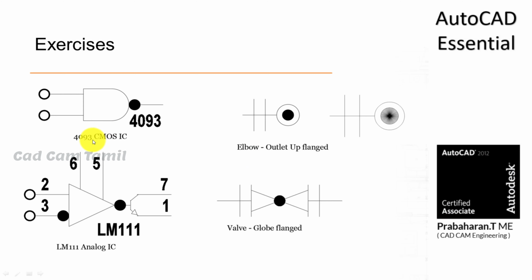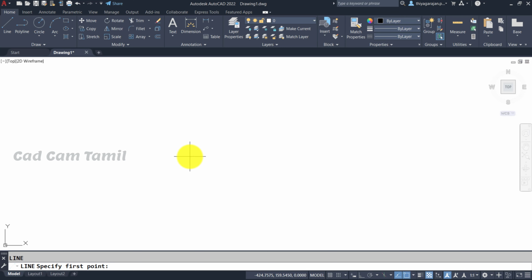This is the CMOS IC symbols, analog symbols. There are many electronic symbols. So how do we draw this one? This does not have any prescribed measurement, so these measurements are approximate. Let me draw this one at 10 in the direction of 90. I just draw a line of 10 mm.